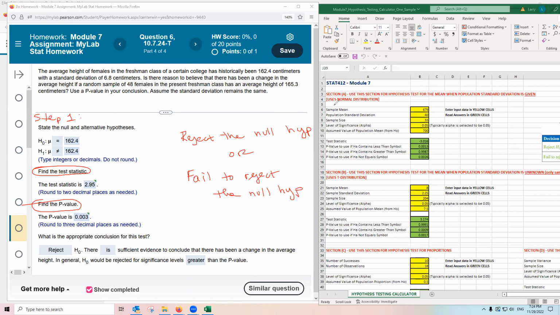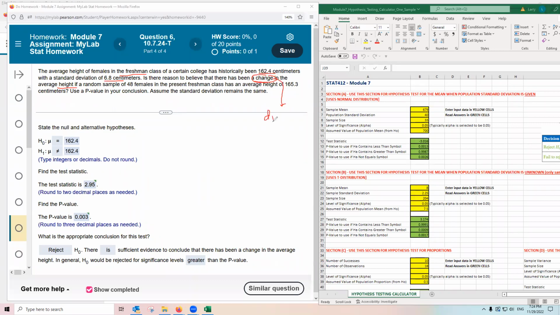All right, so let's read over this problem to get started here. It says the average height of females in the freshman class has been 162.4 centimeters with a standard deviation of 6.8. Is there reason to believe that there's been a change in the average height? Now, when I see the word change it really means the height is different. Well, the word different can really be translated into a not equal symbol.